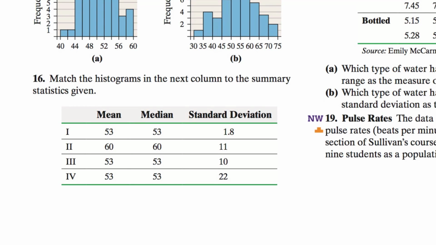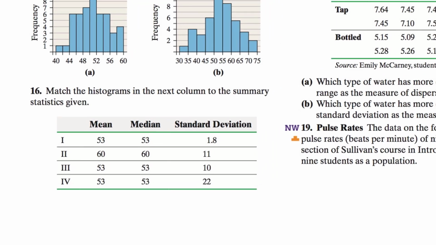The instructions are visible here for number 16, and it reads, match the histograms in the next column to the summary statistics given. In other words, you have this table with these summary statistics, and there are some similarities. For example, 3 of the distributions have a mean of 53, so you obviously are not going to be able to match them on the basis of the mean. If you look carefully at what differs, it's the standard deviation that differs. So the gist of this problem is that you can use the empirical rule in a reverse manner, so to speak, to estimate the standard deviation of a distribution when you have a histogram like this.